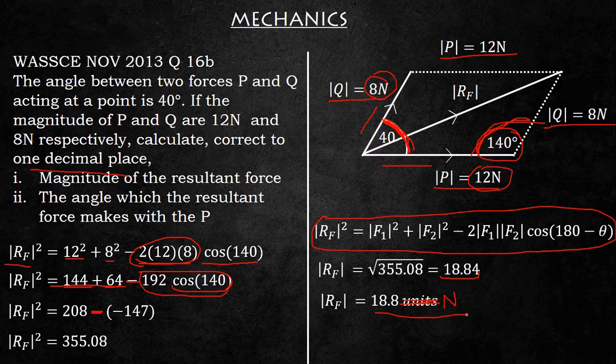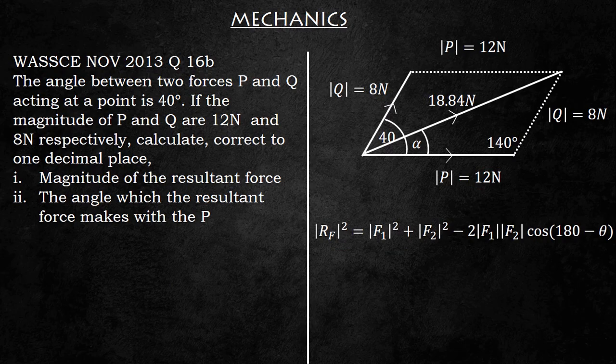So next you have to find the angle between the resultant force and P. This is the force P, and this is the resultant force. I am representing the angle between the resultant force and P as alpha. So this is the angle between the resultant force and the vector P. Now you realize that we have a triangle.